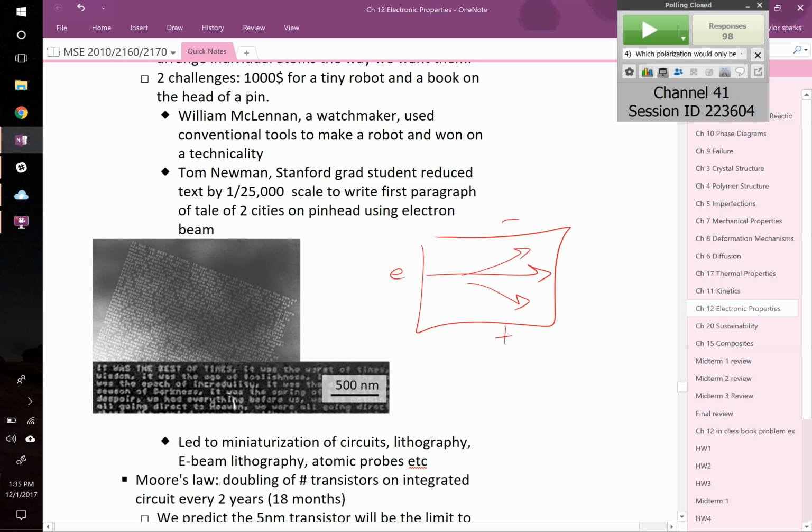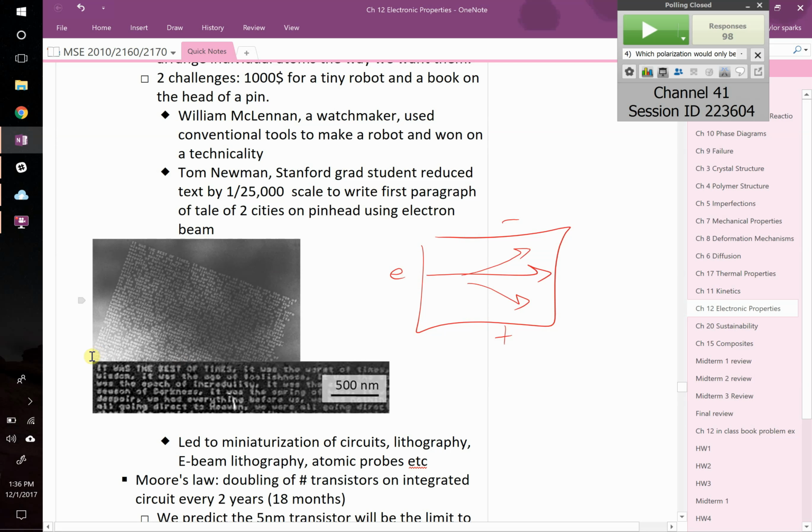He realized I can make a beam of electrons, bombard your sample, and if I just carefully control where I'm applying voltages on the sides of this beam of electrons, I can move it around. I can make it raster. And doing that, he wrote the first page of A Tale of Two Cities at 1/25,000th scale on the head of a pin, right? Using electron microscopy.